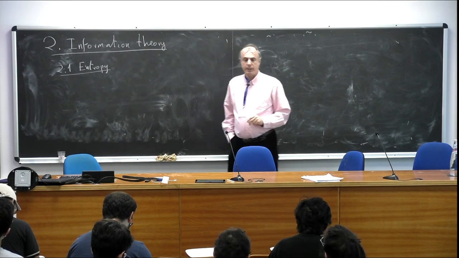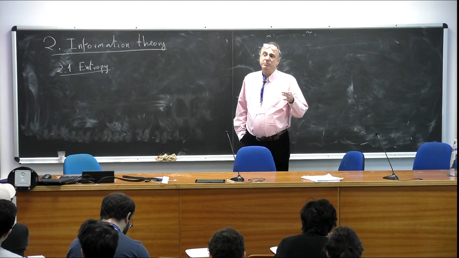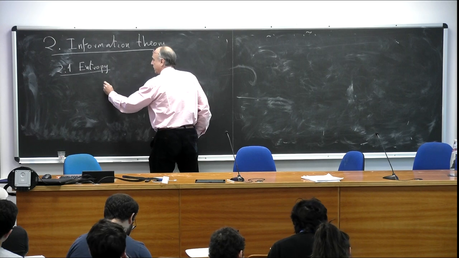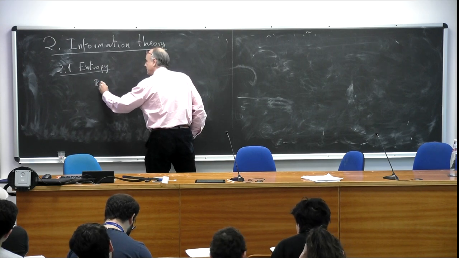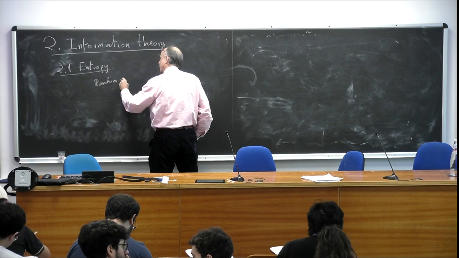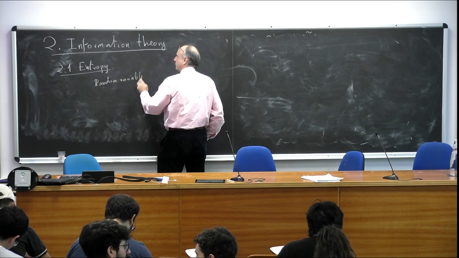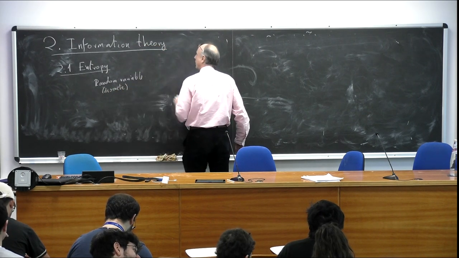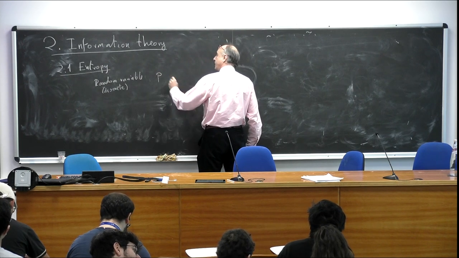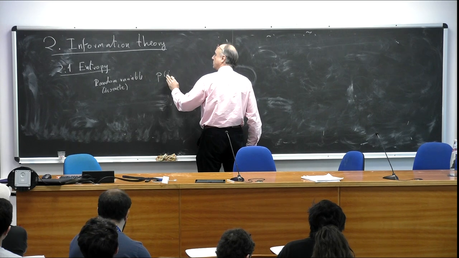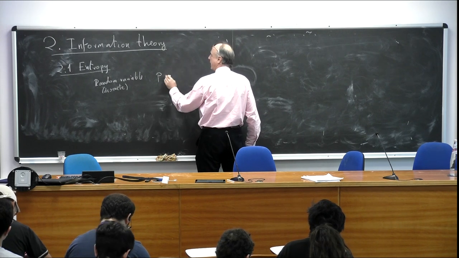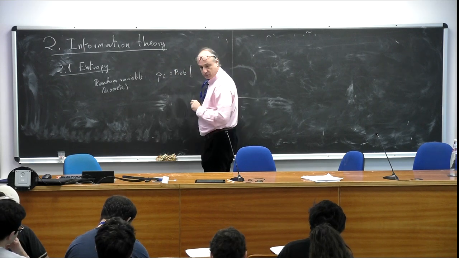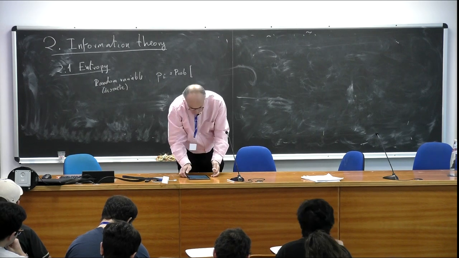I'm going to introduce what maybe you have seen about this. You have a random variable, let's say a discrete random variable, and this random variable has a distribution. Let's call it p sub i. This is the probability that my random variable... Oh, let me see the notation that I'm using.